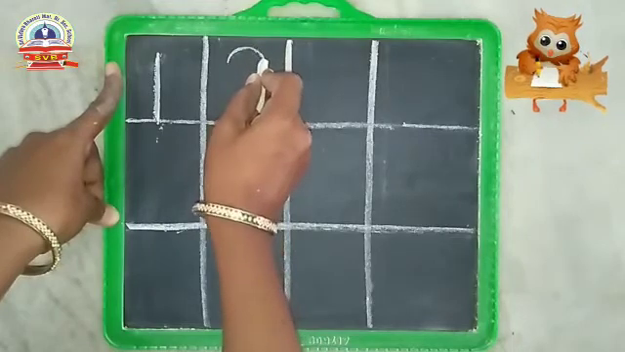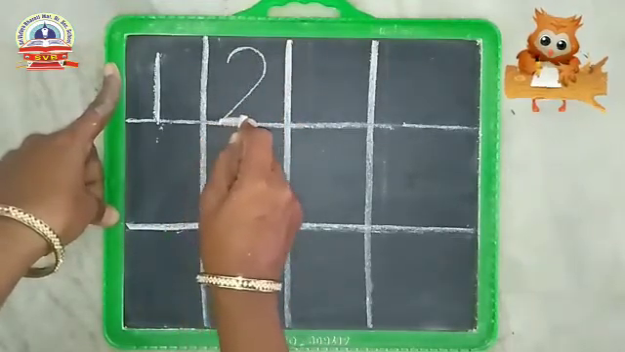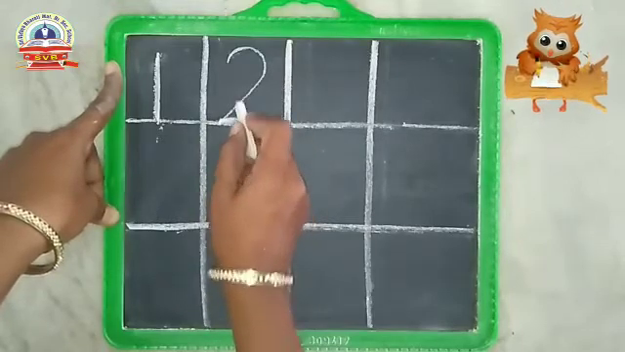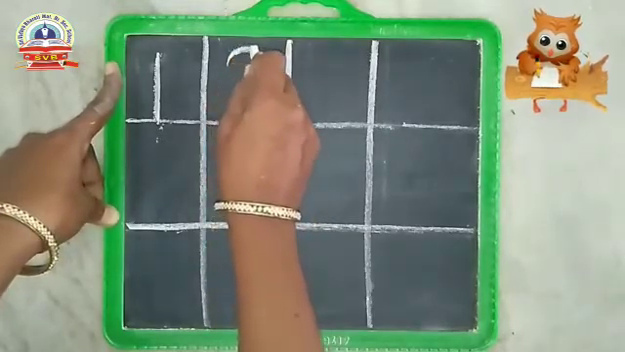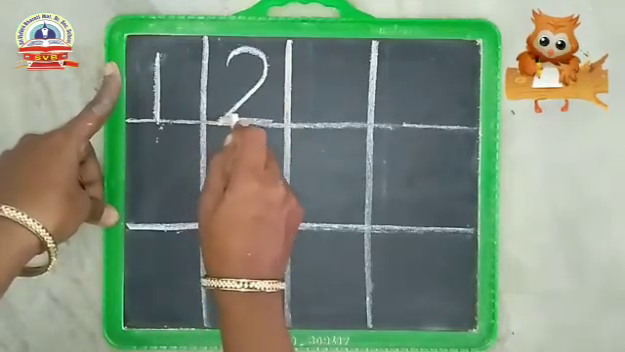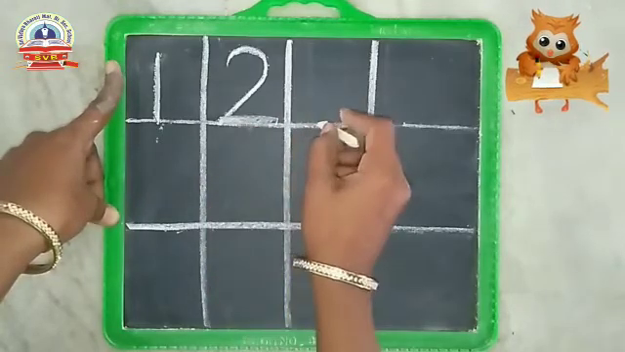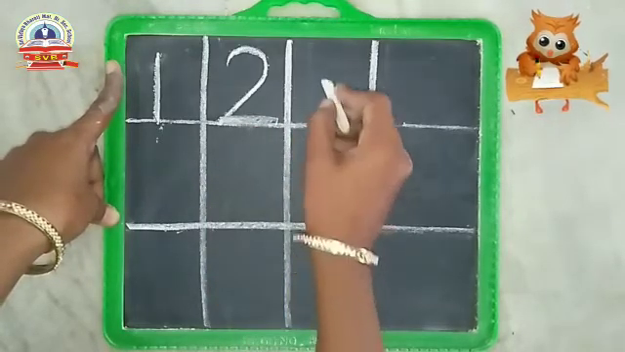Left curve should come down and touch the ending line and sleeping line. Write again, left curve should come down and touch the ending line and sleeping line. This is number 2. Next comes 3.